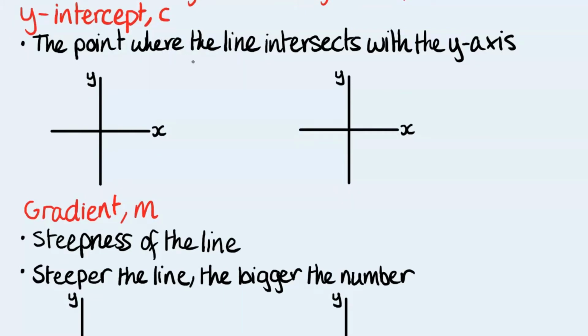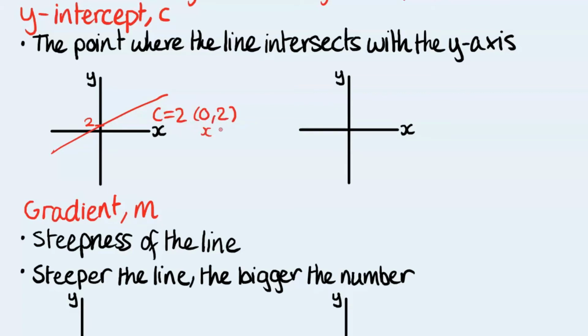So the y-intercept, which is c, well, that's the point where the line intersects with the y-axis, okay? So say if we had a line just like this, okay, and say it cuts the y-axis at point 2, well then c will equal 2, okay? But if you want the coordinates of the point where the line cuts the y-axis, well, the coordinates will be 0, 2, okay? So you'll notice the c is just a y coordinate, okay?